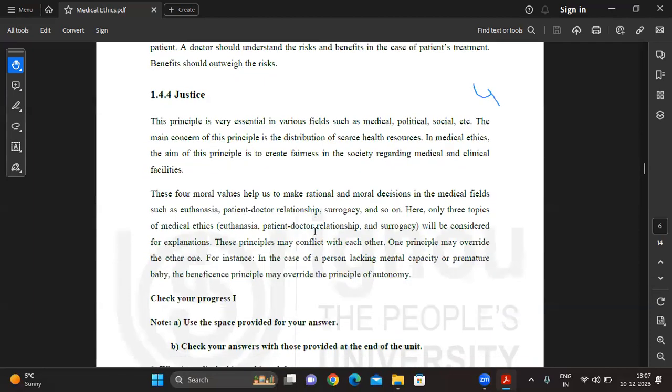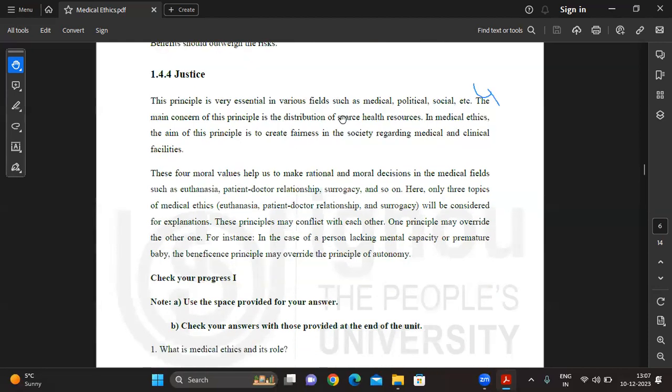And finally, जो principle use होता है वो है justice का. Justice is obviously अदालत जिसको बोलते हैं, अदल करना. This principle is very essential in various fields such as medical, political, social fields. The main concern of this principle is the distribution of scarce health resources. In medical ethics, the aim of this principle is to create fairness in the society regarding medical and clinical facilities. मतलब justice होना चाहिए ऐसा कि आपके पास महदूद resources हैं और आपके पास बहुत सारे लोग हैं, मगर वो ट्रीटमेंट ऐसी है, अगर वो जरूरी है, वो सब तक पहुंचनी चाहिए. वो ऐसा नहीं होना चाहिए कि अमीरों तक ही पहुंचे, गरीबों तक ना पहुंचे, या कोई किस्म की एथनिसिटी तक ही पहुंचे, किसी और किस्म के कल्चर तक ना पहुंचे.